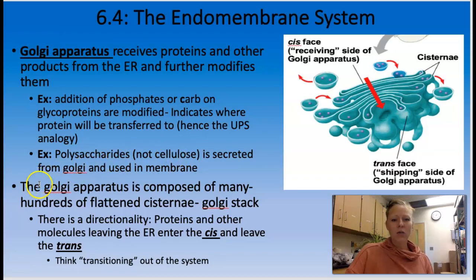And so the Golgi apparatus is composed of many hundreds of flattened cisternae. Cisternae are these flattened pancakes here. So we have 1, 2, 3, 4. These are going to be these flattened pancakes that allow the proteins to travel through from the cis to the trans.